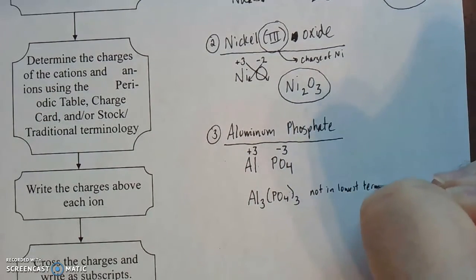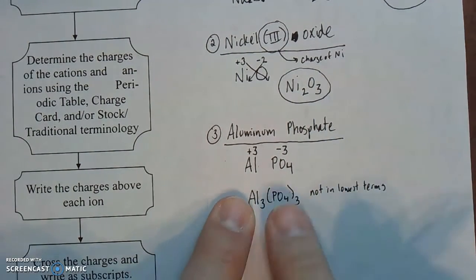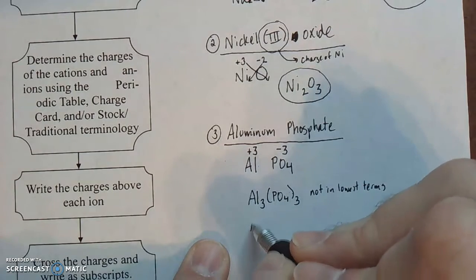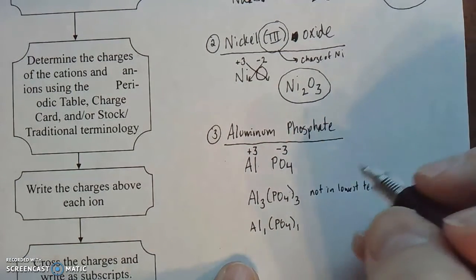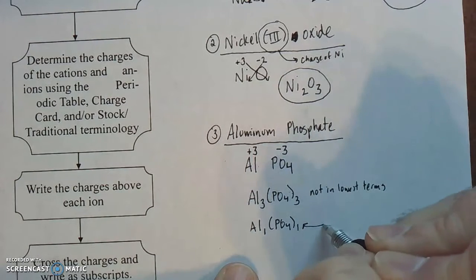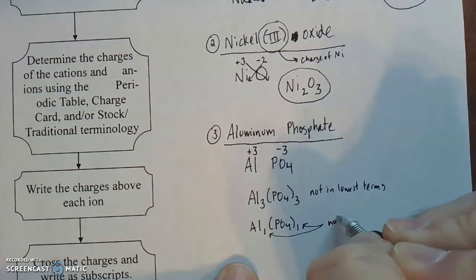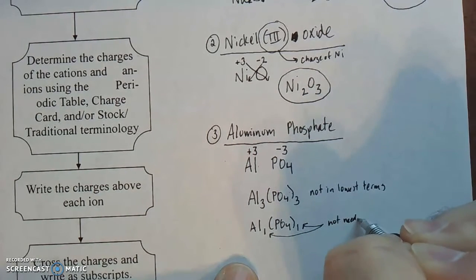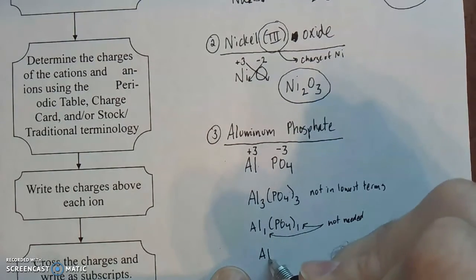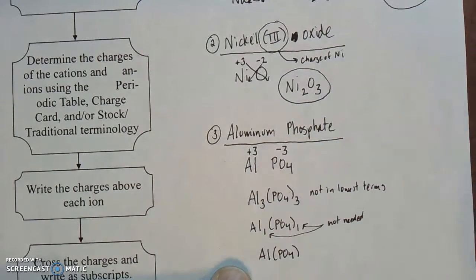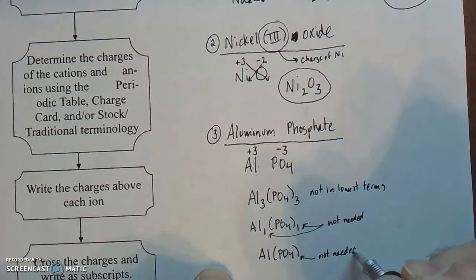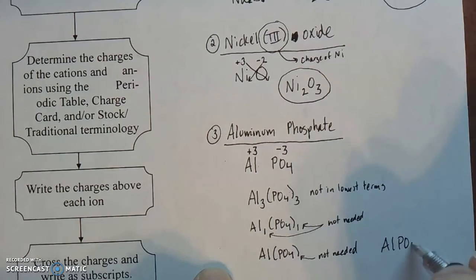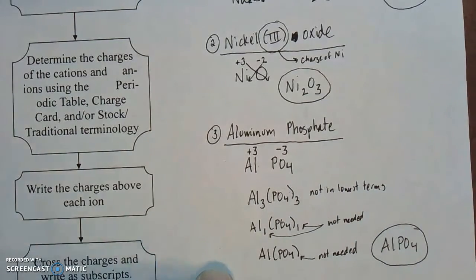This is not in lowest terms. 3 and 3 can both be divided by 3. So we get Al1 (PO4)1. The 1s are not needed. So we get AlPO4. And parentheses are not needed because now we only have one PO4. So AlPO4 is our final answer.